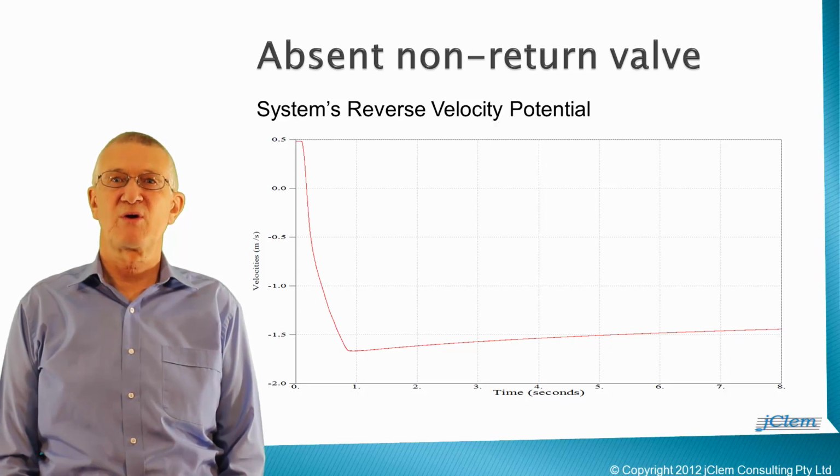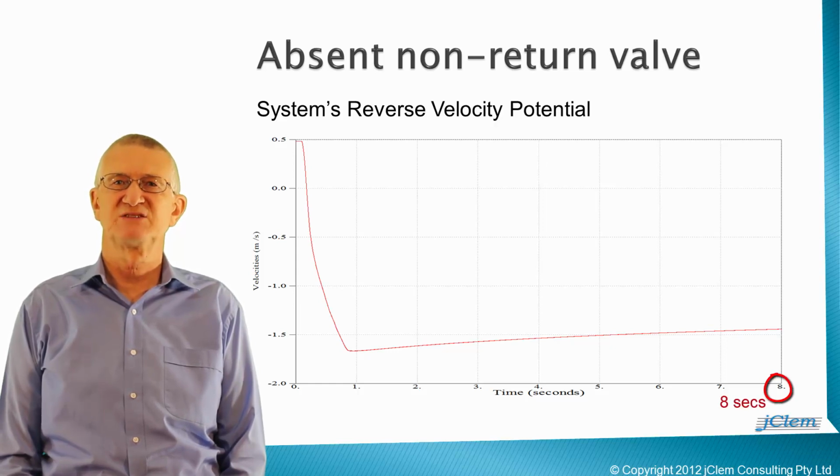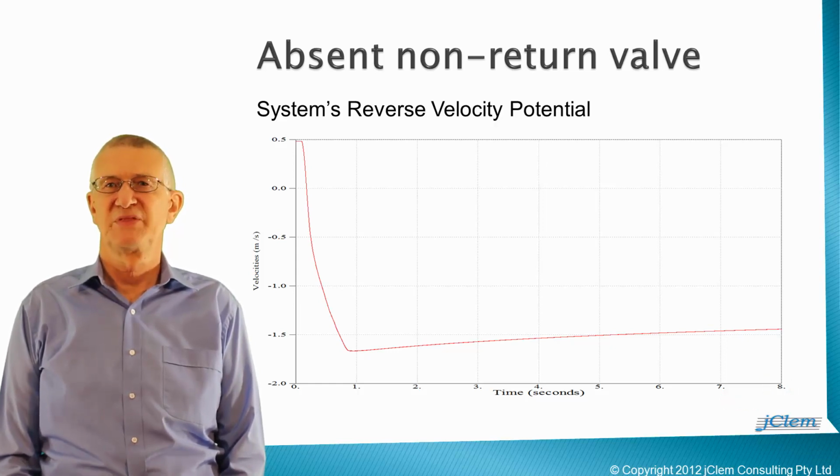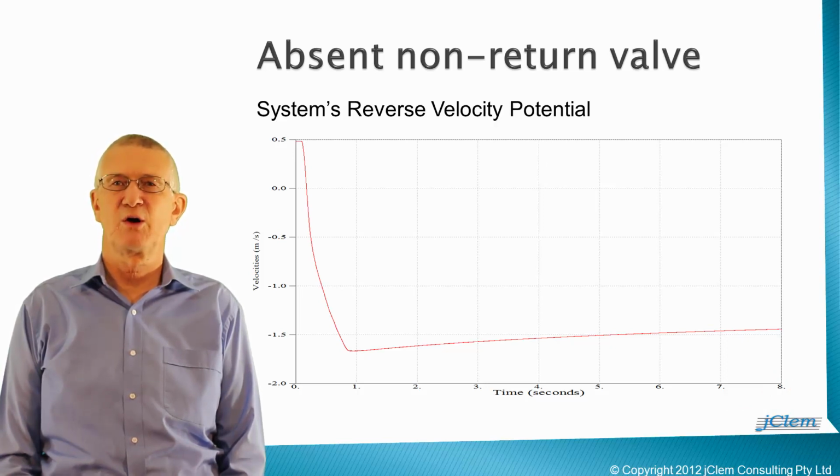Here we are looking at a graph of the velocity through the pump number 2 non-return valve, assuming it takes more than 8 seconds to close. The point of this graph is to reveal the magnitude of the system's ability to generate reverse flow through pump number 2. Here I can see the maximum reverse velocity would be about 1.7 meters per second, and it would occur at about 0.8 seconds after the pump stopped.